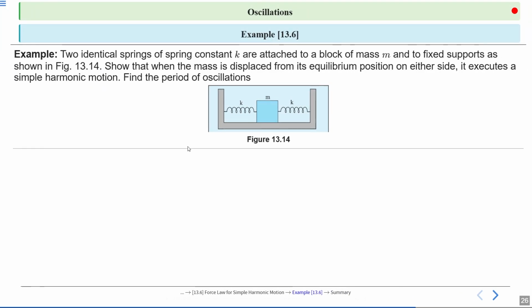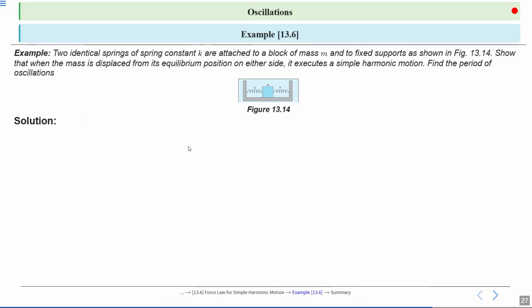Example 13.6. Two identical springs of spring constant K are attached to a block of mass m and two fixed supports as shown in figure 13.14, so that when the mass is displaced from its equilibrium position to either side, it executes a simple harmonic motion. Find the periods of oscillation. So here you have to find out the periods of oscillation. Let's see the solution.